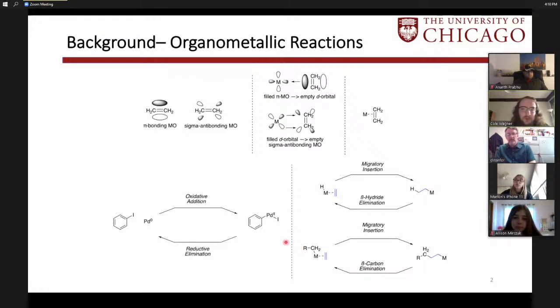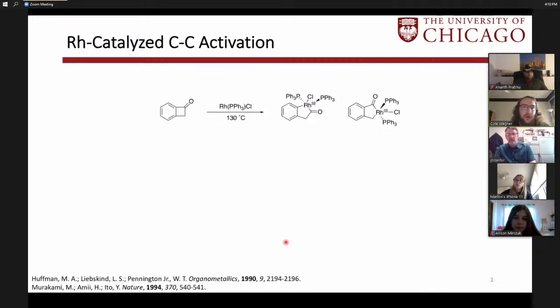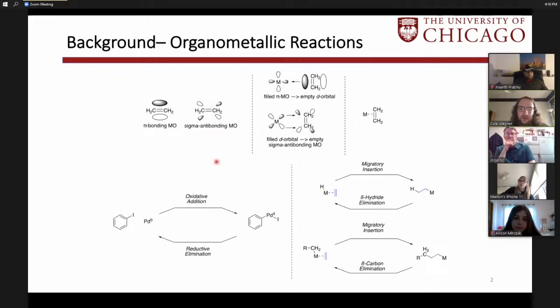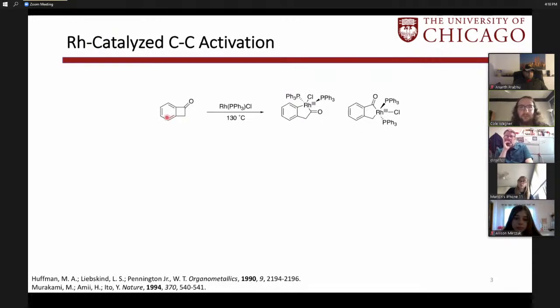So in my group, I've been working in CC activation catalyzed with rhodium. So for some background with that, back in the 90s, it was discovered that rhodium-1 complexes can undergo oxidative addition into carbon-carbon bonds. And normally for oxidative addition, especially for palladium catalysis, it'll be involved with typically what we view as more reactive bonds like carbon halogen, as opposed to inert, both thermodynamically and kinetically stable CC bonds. So this is able to happen.